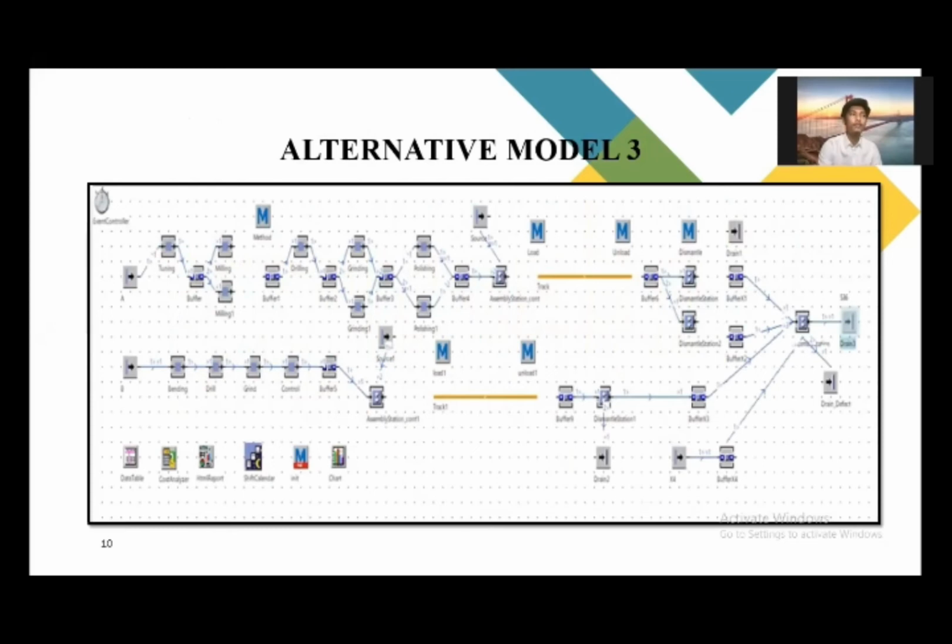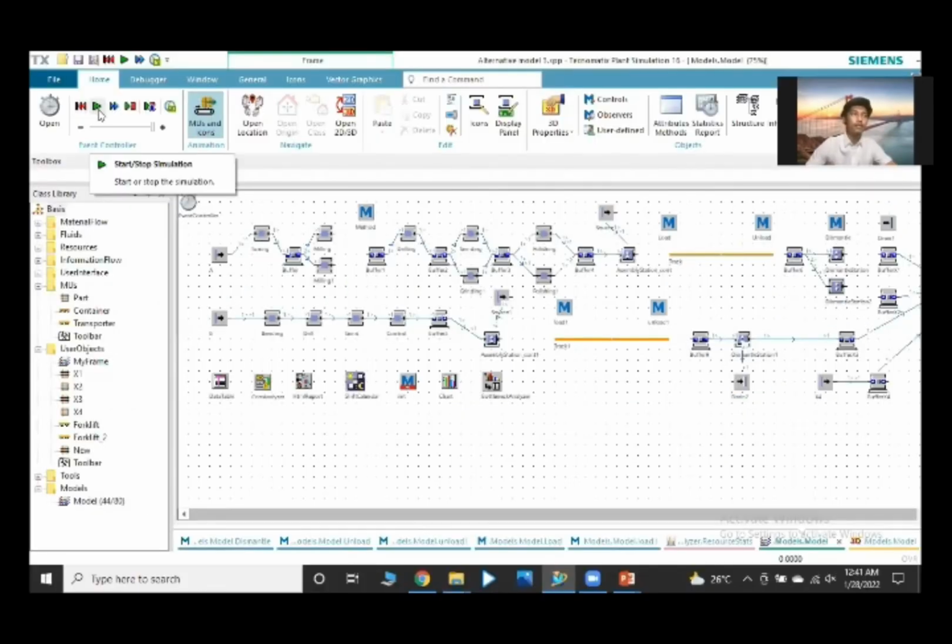For alternative model 3, we duplicate the bottleneck station in line A and we reduce the processing time in the assembly station. Other than that, we also put pallets in line A and line B for transferring the product by using a forklift. I will show the simulation of alternative model 3. Now I will run the simulation of alternative model 3.